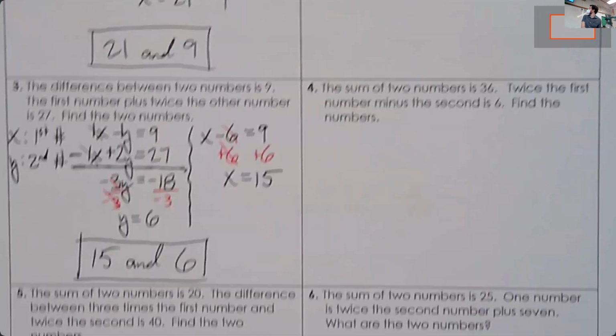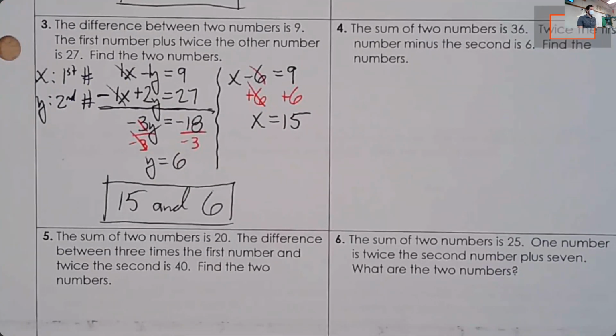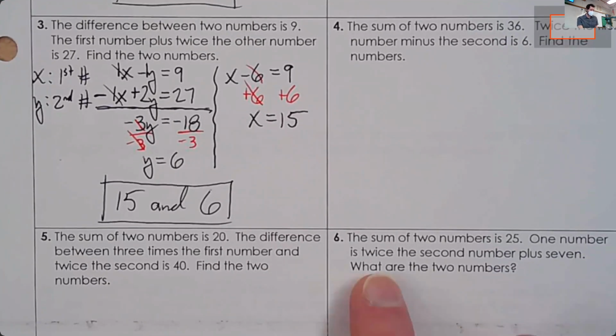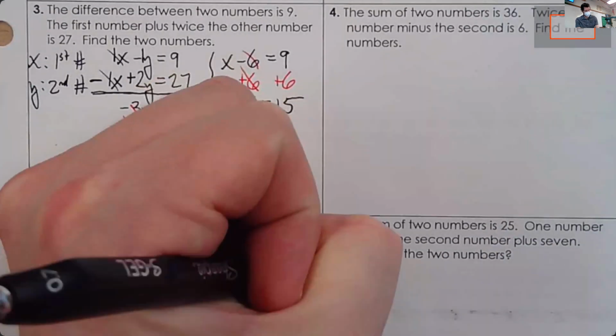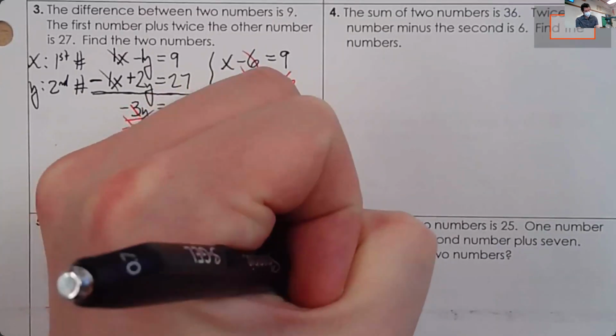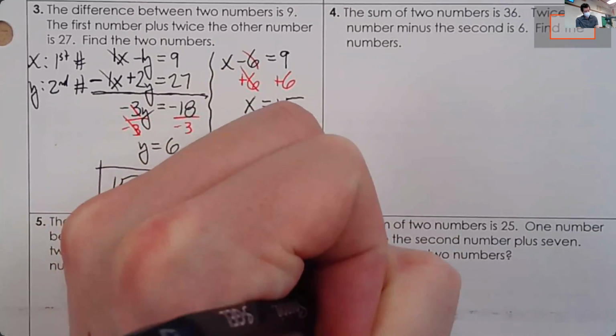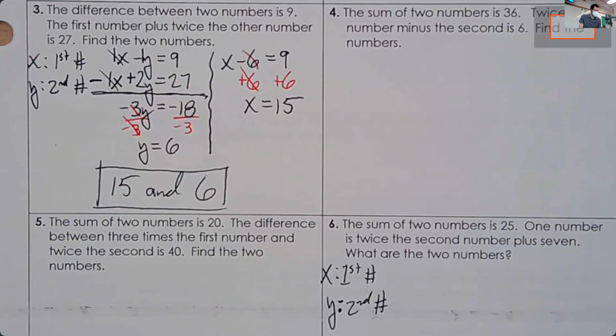Now, number 6 says the sum of two numbers is 25. So again, it starts off very similar to the first two problems we've seen. And then this says one number is twice the second number plus 7. What are the two numbers? So again, we're trying to figure out the value of two numbers. So we can start by saying x is the first number, and then y equals the second number. So at the very least, hopefully you can define your variables when we're dealing with these. You're always trying to figure out two things, two amounts, two values, whatever it is.